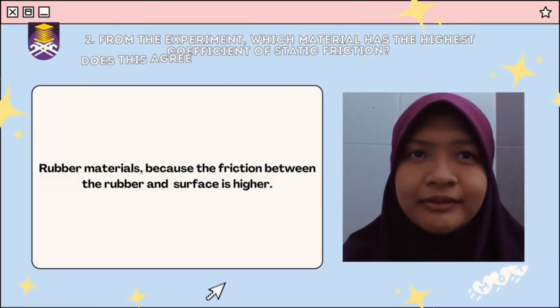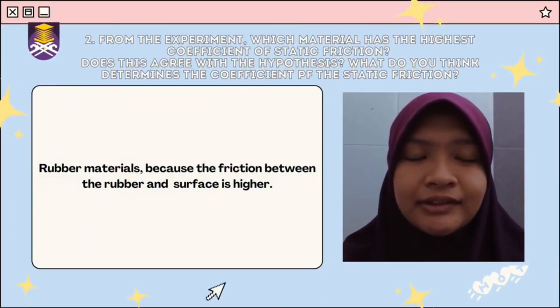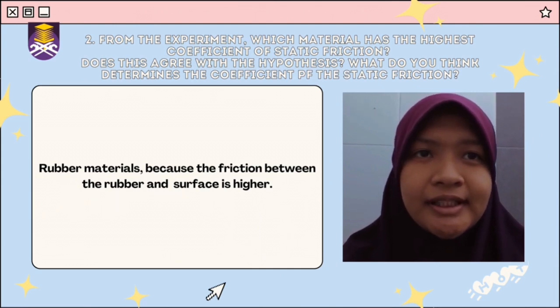Question 2 from your experiment: which material has the highest coefficient of static friction? Does this agree with your hypothesis? What do you determine is the coefficient of static friction? Rubber materials, because the friction between the rubber and the surface is higher.